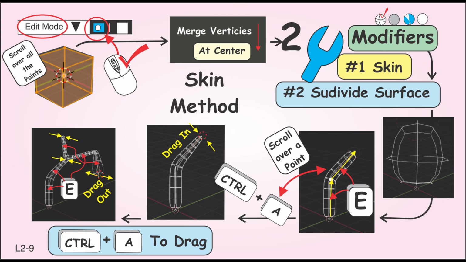The skin method starts out with a transparent cube in edit mode. With the points all selected, scroll over the points, right-click, merge vertices at center. Add 2 modifiers in order. Skin first and subdivide surface second. Use the E key to extrude the points, but to scale and rotate points you must use Ctrl+A. You can then grab points from anywhere in the object to make fingers or tree trunks and branches.